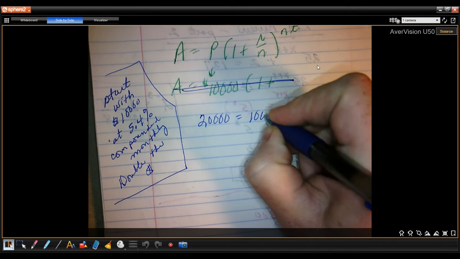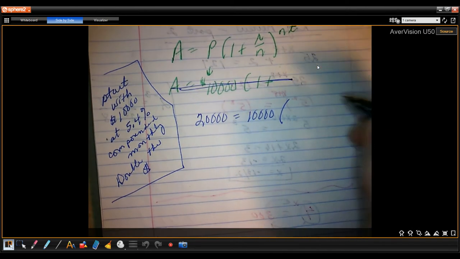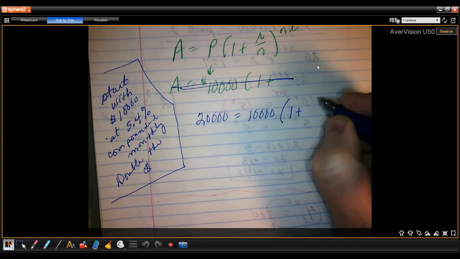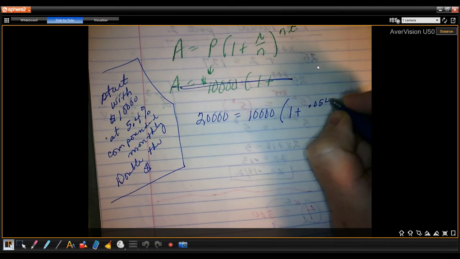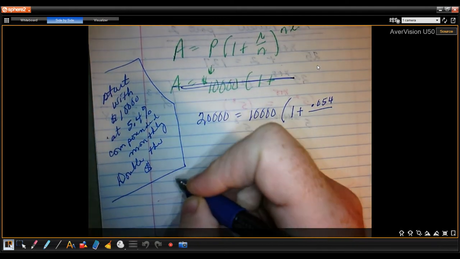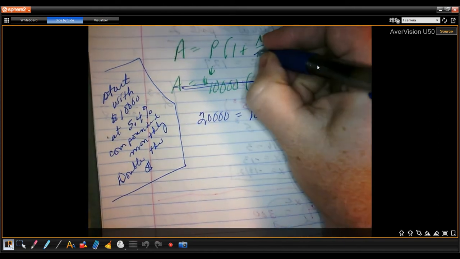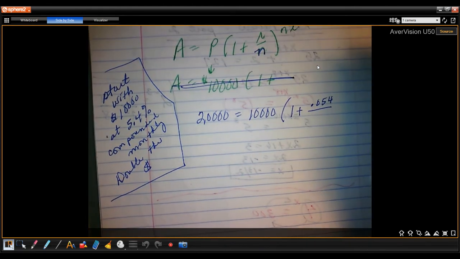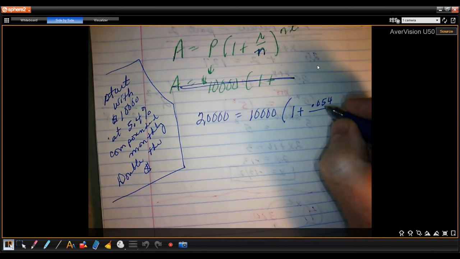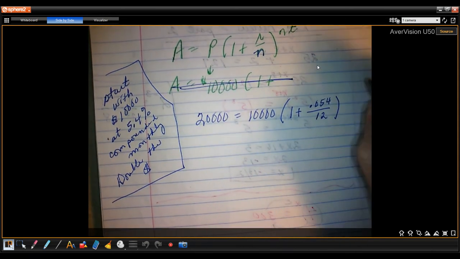You start out with 10,000, and then you have 1 plus R, which is 0.054 because you move it 2 decimal places. Monthly is 12. So N is the number of times you compound. If you want to write this down, monthly would be 12, quarterly would be 4, yearly would be 1. That's why we don't do this on 1. Weekly would be 52. So N would be 12, compound monthly, to the 12T.